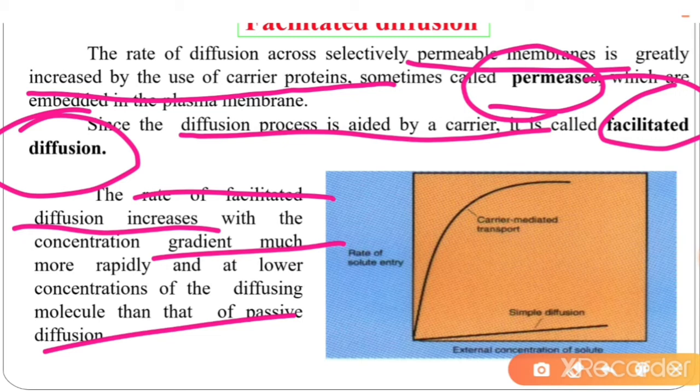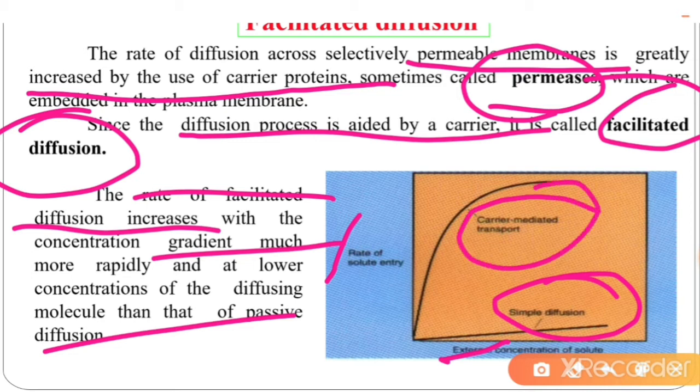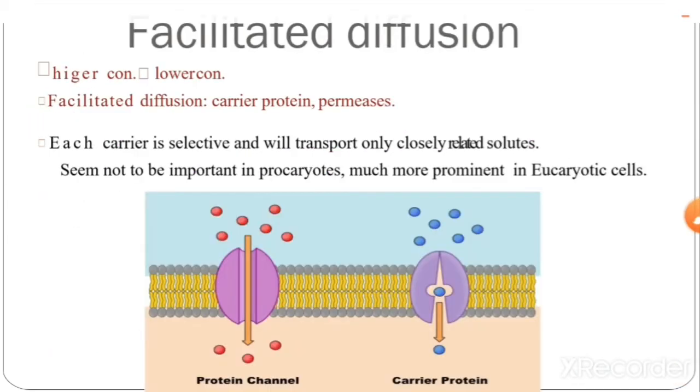Now we can see this graph, that is the external concentration of solute against the rate of solute entry. This is the simple diffusion, which is very low, while carrier mediated transport is very high. Why is it going at very high speed? Because there are permease proteins, or there is a facility to transport the molecules. That's why this process is very high, and this graph is very high.